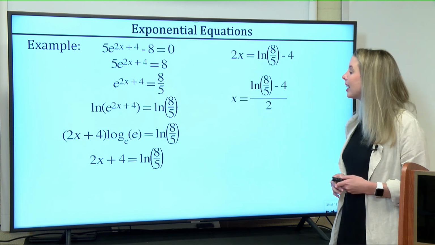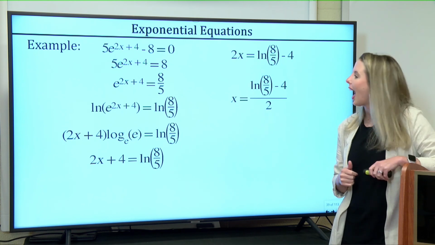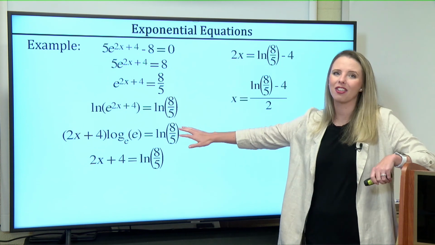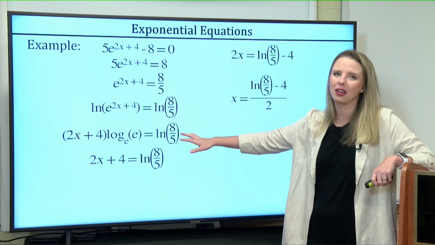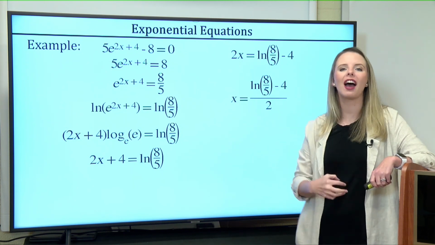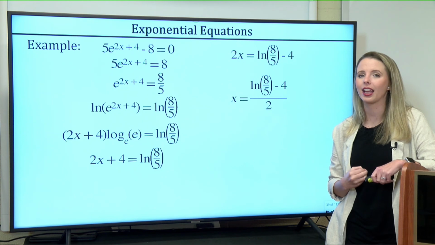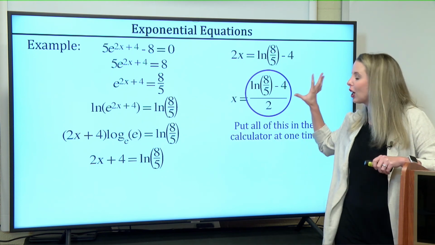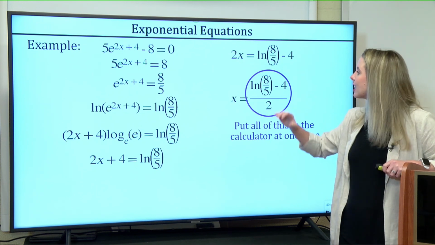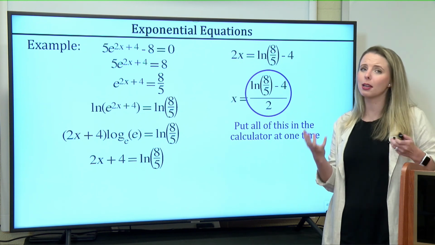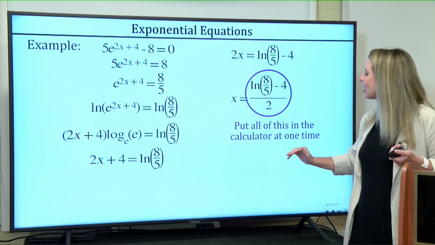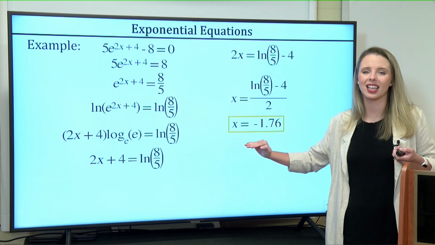divide by 2. Now, if you're in my classroom, I'm going to preach to you at some point about round-off error. Guys, you could have started typing ln of 8 over 5 in your calculator a long time ago. But the more you touch your calculator, the more you're having to round, which makes your answer more inaccurate. So you're going to wait, and you're going to put all of this in your calculator at one time, okay? And it's going to be an estimation or approximation, but it's going to be as close as possible. And that answer is going to be negative 1.76.